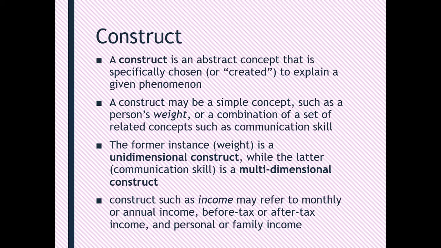So when we say communication skill, it becomes different from a person's weight. Both the constructs are different. One is single dimension and the other is multi-dimensional, where you have more elements to explain the item. So communication skill is an example of a multi-dimensional construct, whereas weight or GPA, etc., are unidimensional constructs.